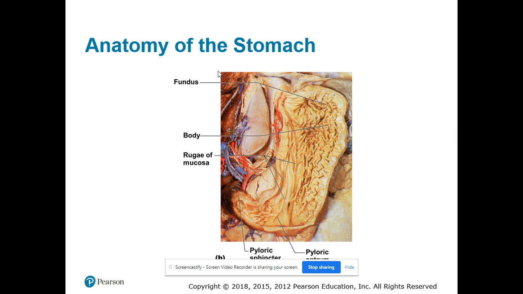Here is a real life image of the anatomy of your stomach. Here, this is where your sphincter would be, and then up here's your fundus. You have a main body, and then down here you have your pyloric sphincter and the pyloric region.